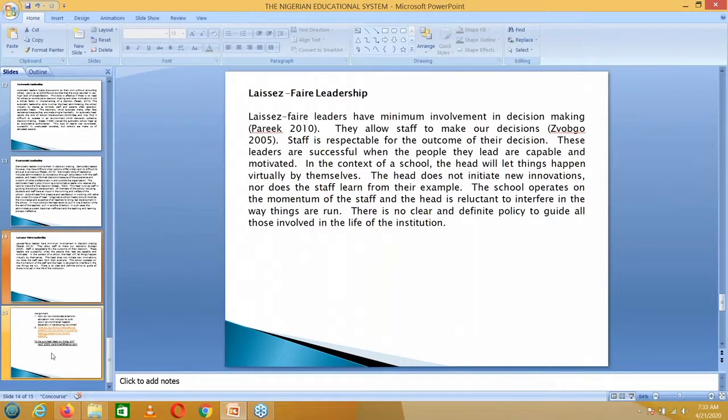In the context of a school, the head will let things happen virtually by themselves. The head does not initiate new innovations, nor does the staff learn from their examples. So the school operates on the momentum of the staff, and the head is reluctant to interfere in the ways things are run. Now, there is no clear and definite policy to guide all those involved in the life of the institution.